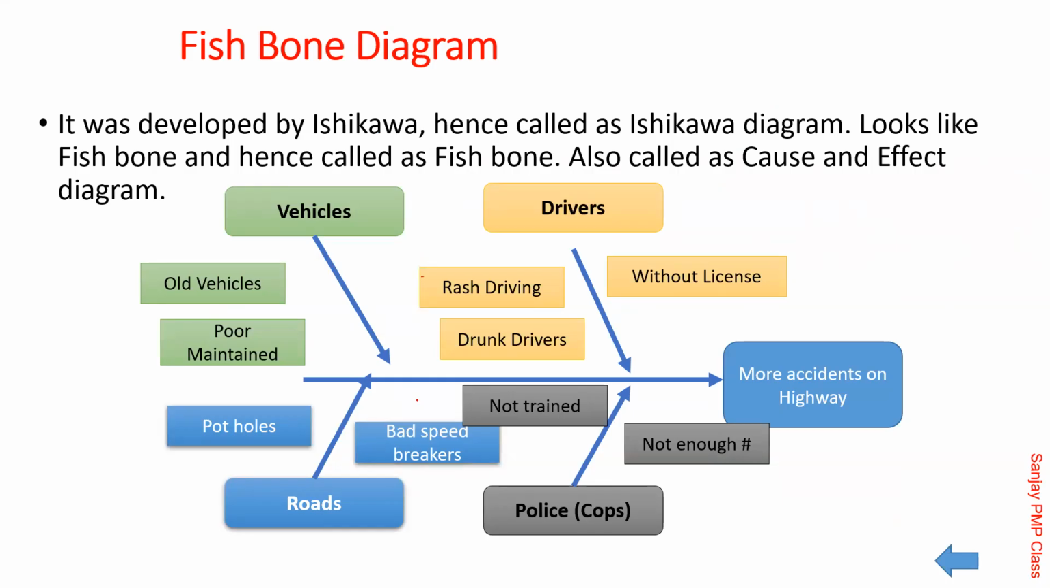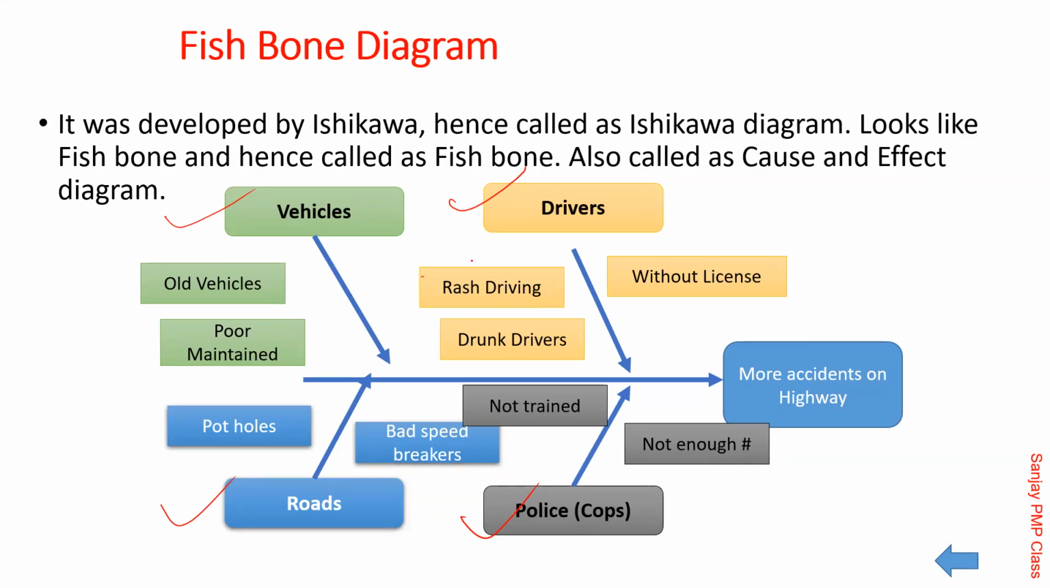I'm sure you would have seen this diagram called a fishbone diagram or Ishikawa diagram, also called a cause and effect diagram. Three names for the same diagram, used for root cause analysis. For example, here I have done it for a very odd thing, saying that a lot of accidents are happening on the highway. Now you need to identify, is it because of the driver's fault? Is it because of bad vehicles? Is it because of bad roads, or is it because of regulatory bodies like the police? Are they at fault?